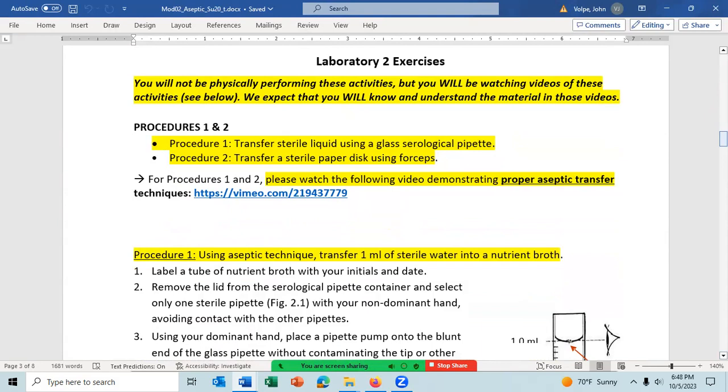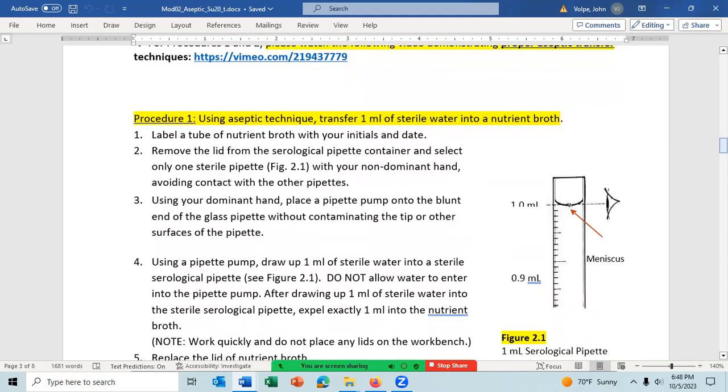To know the terms of this lab, in this lab you're not going to be physically performing any of these activities because all of this lab is going to be online. But you will be watching videos of these activities, and we expect that you will know and understand the material in these videos and in this lab. In procedure one, you're going to be transferring sterile liquid water using a glass pipette into a tube of media. So procedure one is through here. You can go ahead and read it.